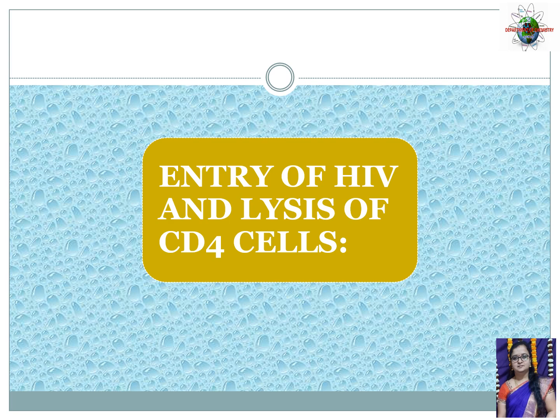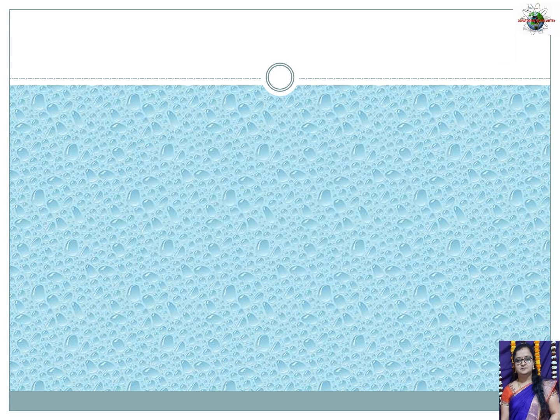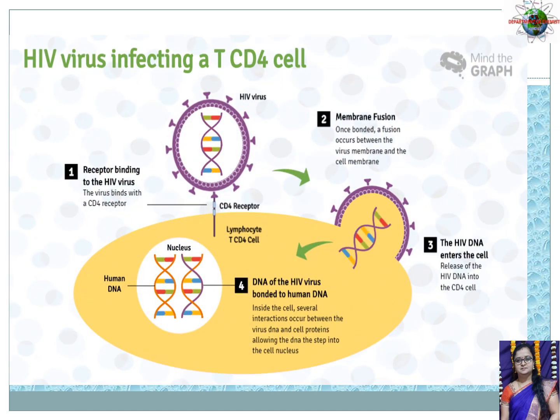Now coming to entry of HIV and lysis of CD4 cells. This shows an HIV virus infecting a CD4 T cell. This was already explained in your previous chapter, repeating the same again here. In the first step, receptor binding, the virus binds to the CD4 receptor, and in the second step, membrane fusion occurs.